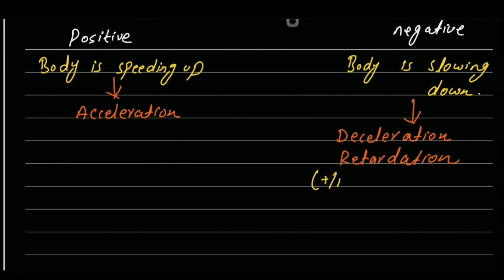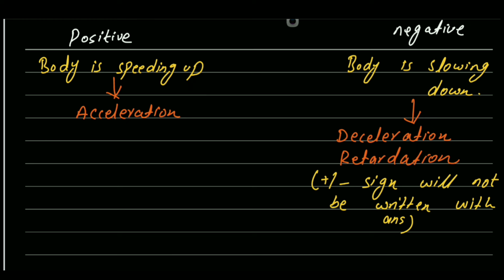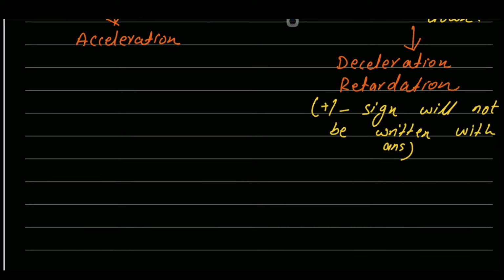Positive or negative sign will not be written with the answer. So just remember that deceleration or retardation will actually be negative, but we will not write the negative sign with the answers of deceleration and retardation, because deceleration and retardation is actually the negative acceleration. So we will not write the negative sign or positive sign with their answers. Okay.